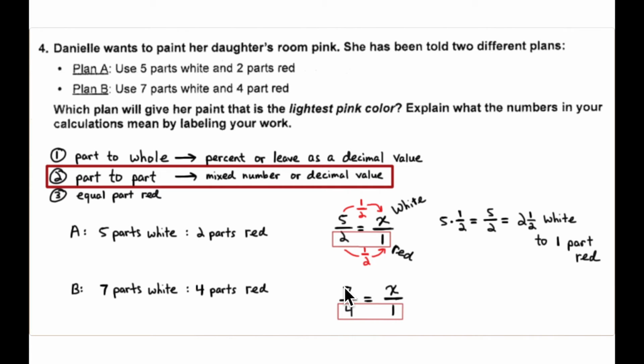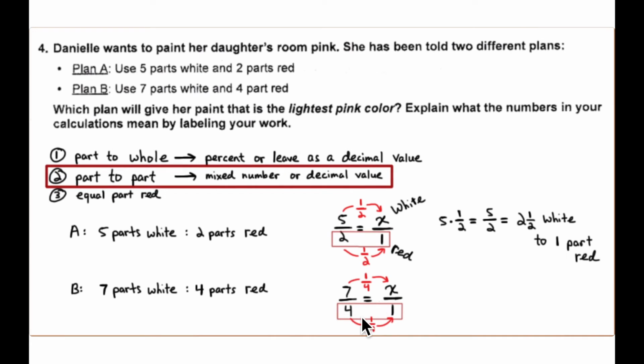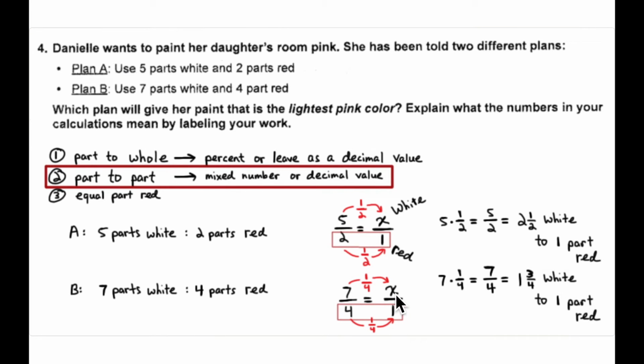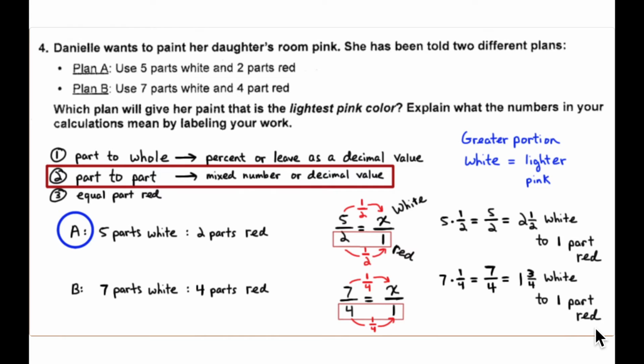Same thing down here. But now you're going to use 1/4 as much red paint. So you're going to use 1/4 as much white paint. So there's the multiplier right there. So it's 4 times 1/4 is 1. So 7 times 1/4 is going to be equal to x. So 7 times 1/4 is 7/4. So here's that same ratio now written as a fraction. And that's 1 3/4 white per 1 part red. So again, A has the greater portion of white paint per 1 part red.